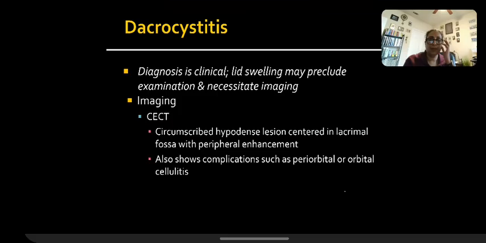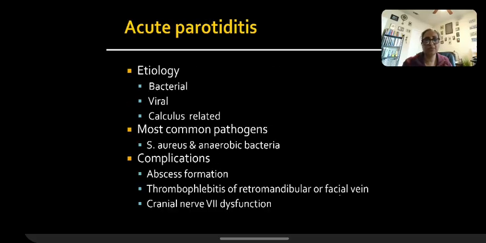Okay, so we talked about all the imaging findings: hypodense lesion with peripheral enhancement. And you can see the complications, so periorbital or orbital cellulitis. From the periorbital region, it can extend posteriorly, but most commonly it is restricted to the preseptal space.